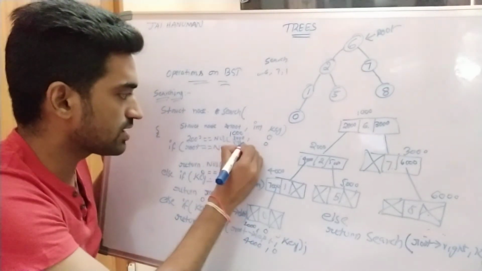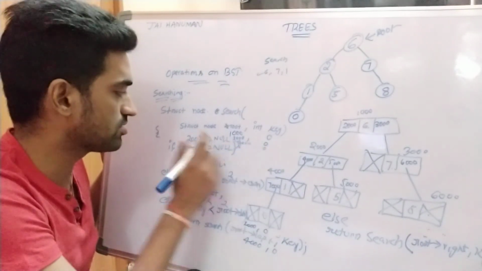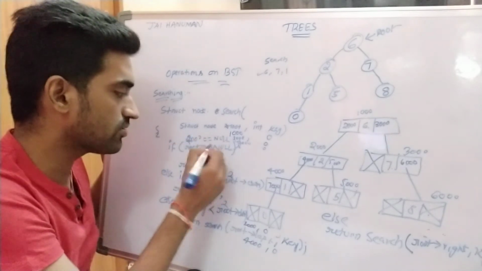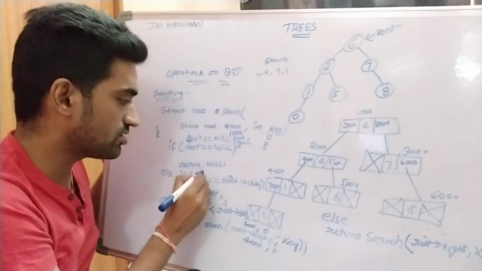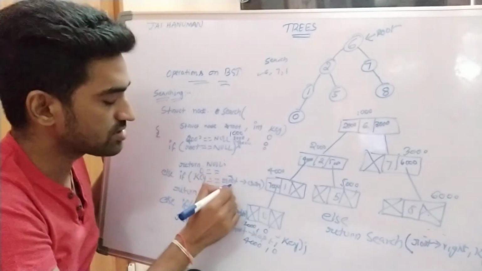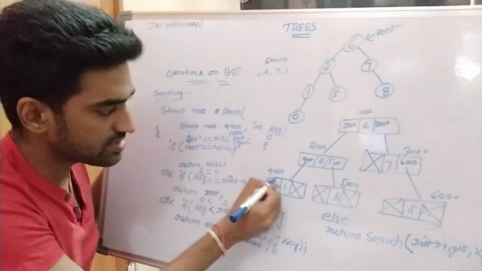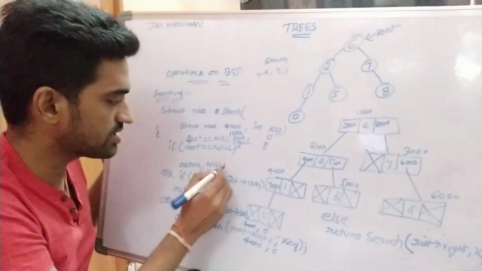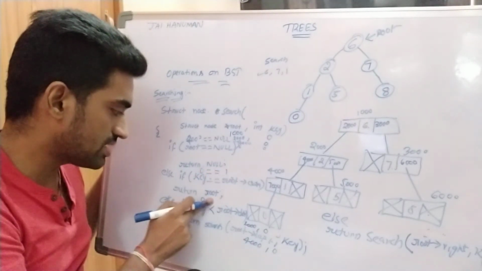Now root address becomes 4000, key 0. So 4000 not equal to null. We cannot return it as null. So again 0 is equal to root data. So root address is 4000. 4000 holds the 1. 0 is equal to 1. Condition is failure. That's why we are checking this condition.